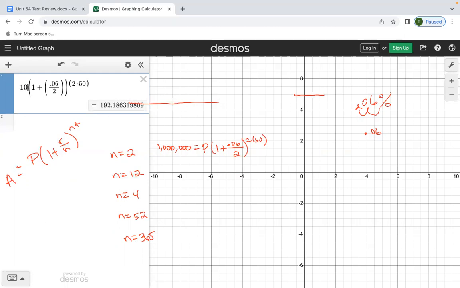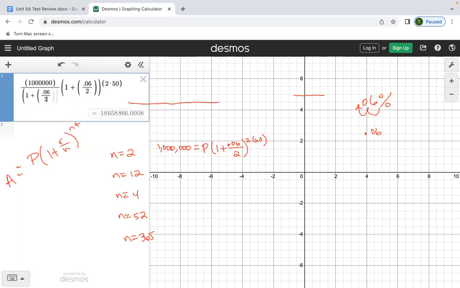And we're going to take 1 million and divide all of that. Okay, so we're going to put this over here. I hate Desmos when it does that. Yeah, it never pastes correctly though.